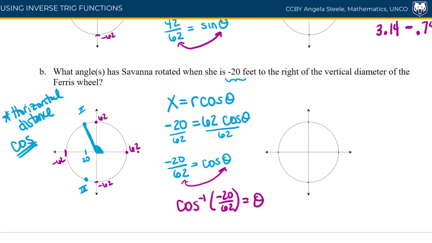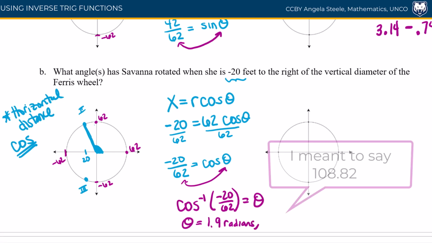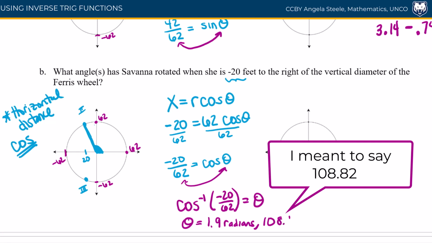Okay, and then go ahead and plug this into your calculators, and we can get one of 2 answers. So it's either 1.9 radians or you might get 108.92 degrees. So both of those measure this angle, getting us to the point that is 20 units to the left.